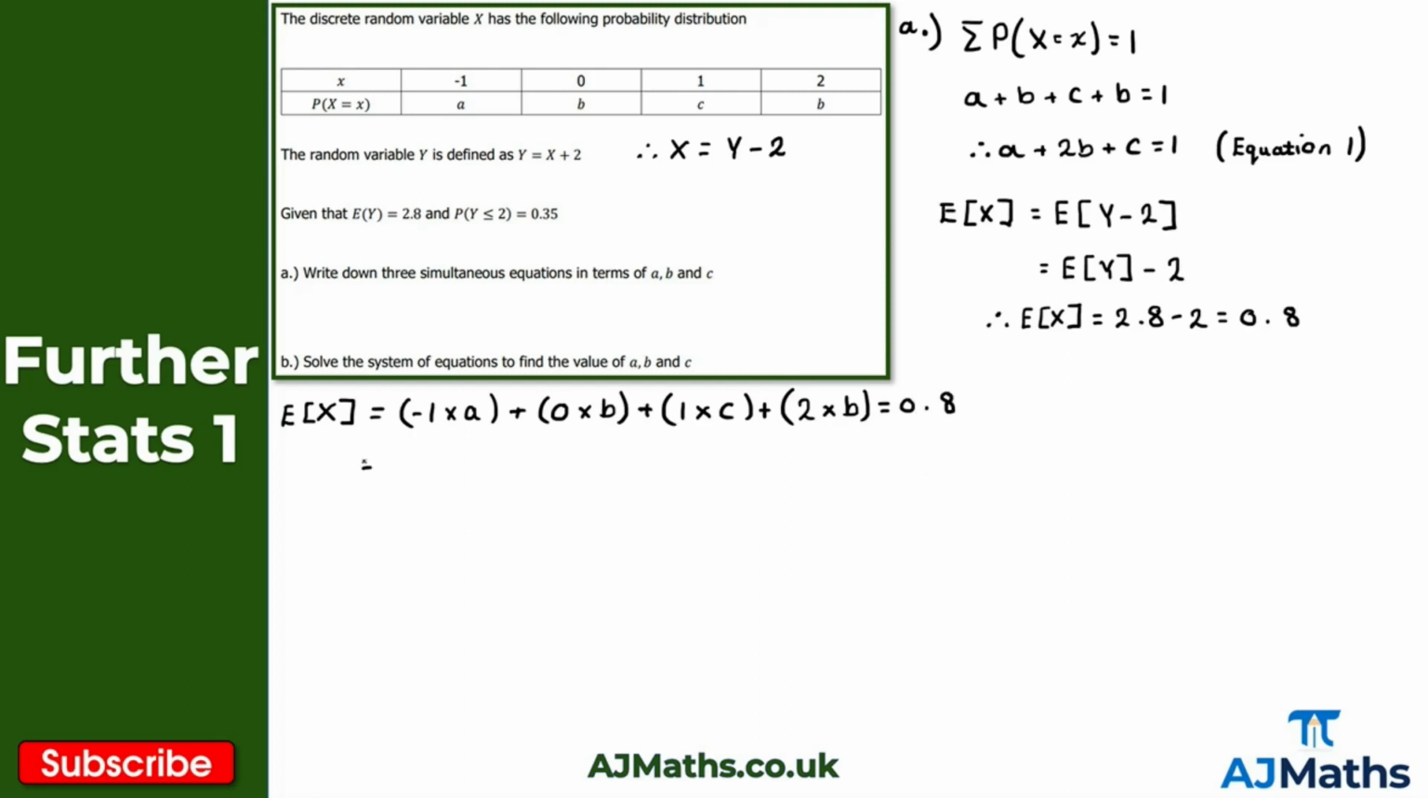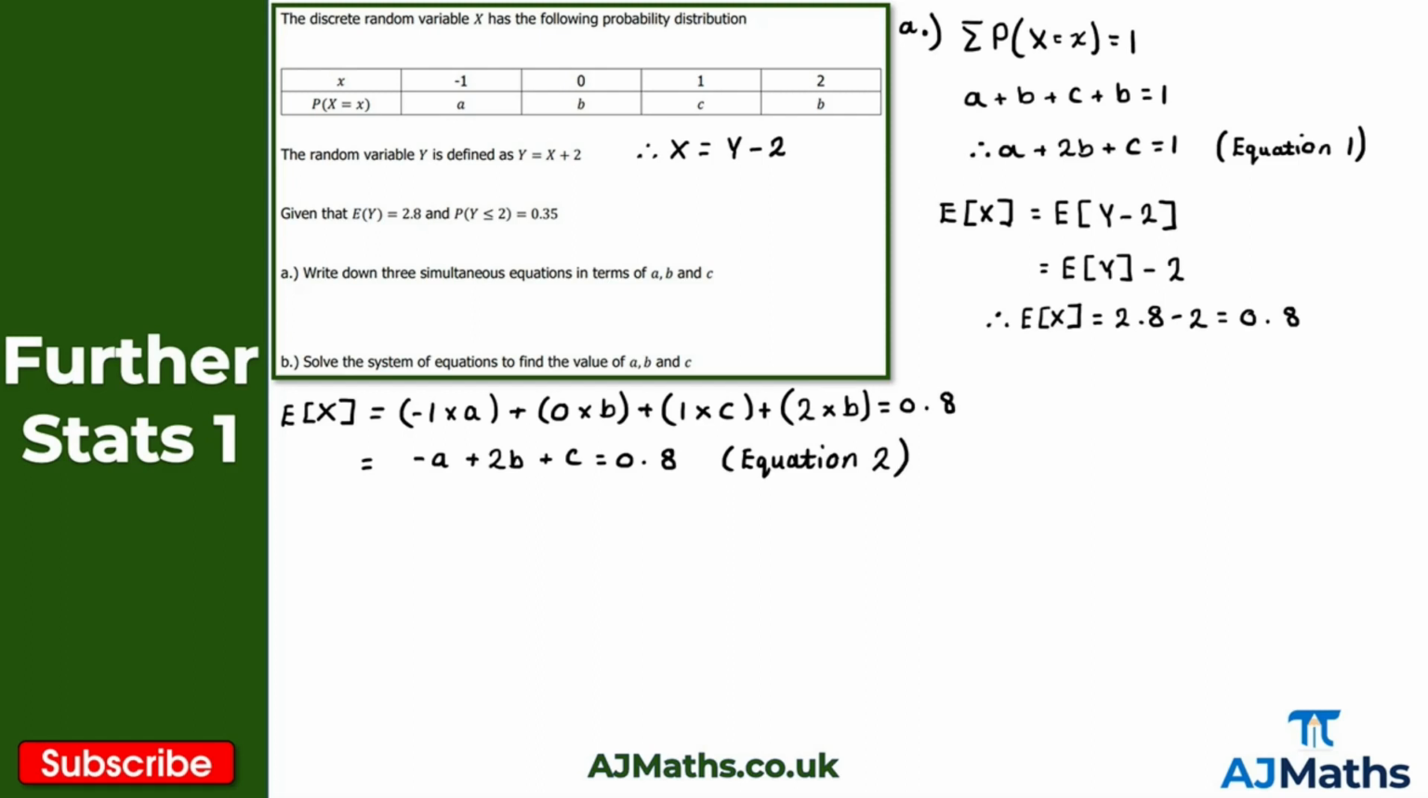If I simplify each bracket, I get minus a, 0, c, and 2b. So minus a, plus 2b, and then finally c. We know all of that is equal to 0.8. And that actually gives us equation 2. So that is equation 2. All we need now is our final equation, and then we've done part A.